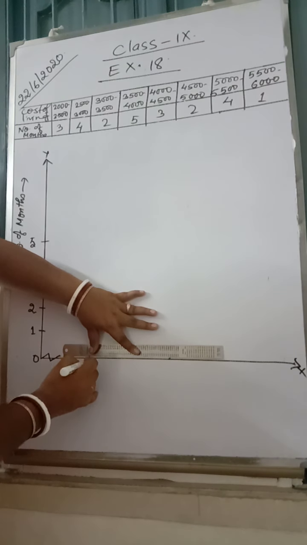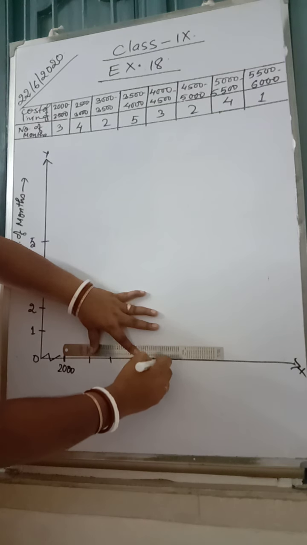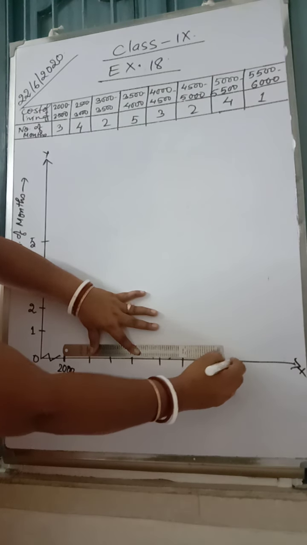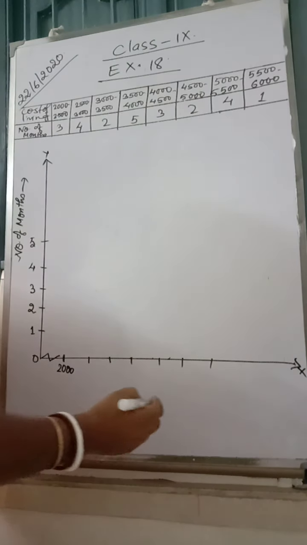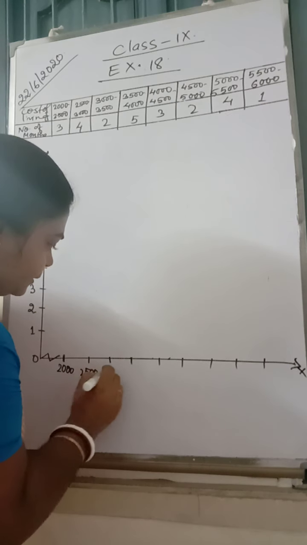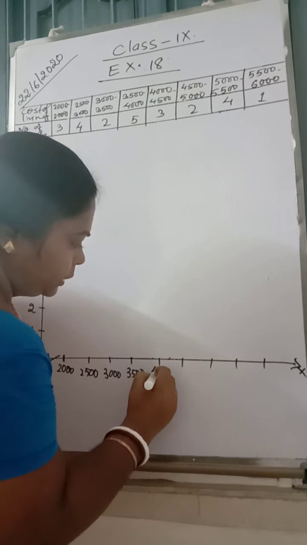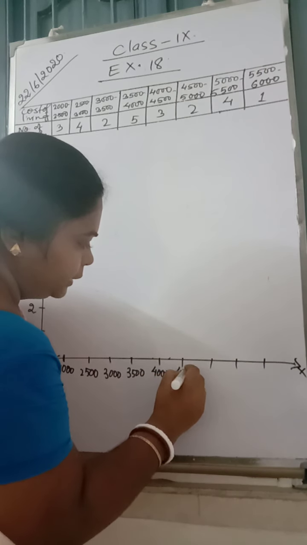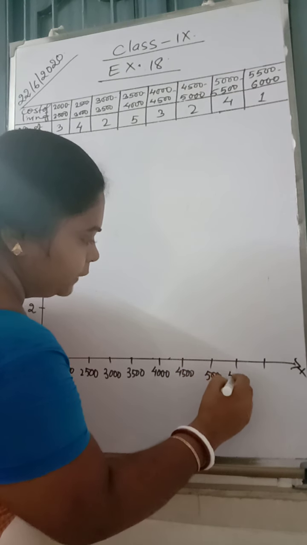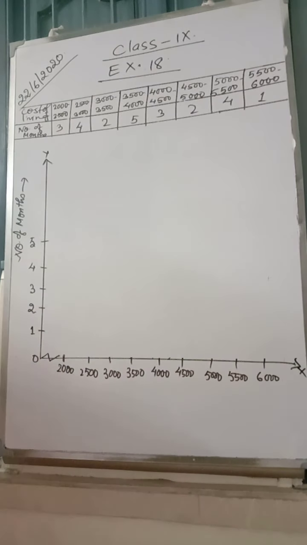Just 2000, 2500, 3000, 3500, 4000, 4500, 5000, 5500, 6000. Then 2500, 3000, 3500, 4000, 4500, 5000, 5500 and 6000. Clear? You can see I have drawn a curved line before 2000. So our data will be starting, our graph will be starting from 2000.